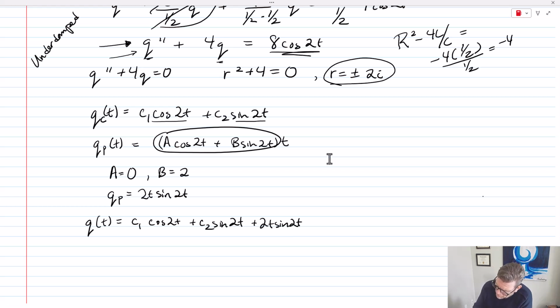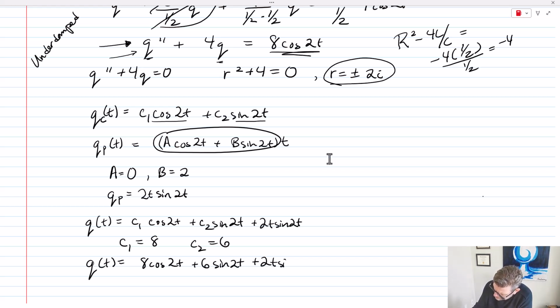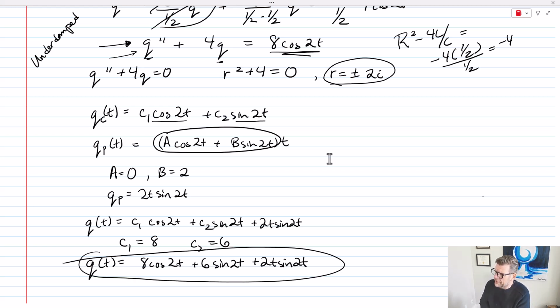Now what we'll need to do is go figure out what c1 and c2 are. When we do that, we end up with c1 equaling 8 and c2 equaling 6. So consequently, we get q of t is equal to 8 cosine 2t plus 6 sine 2t plus 2t sine 2t. And that is the model for our differential equation in standard form.